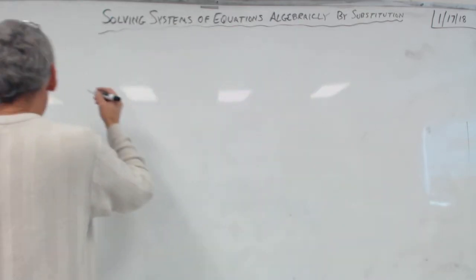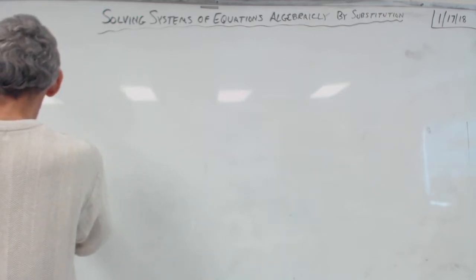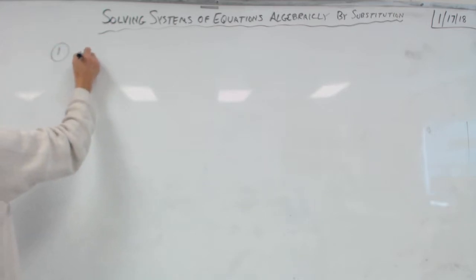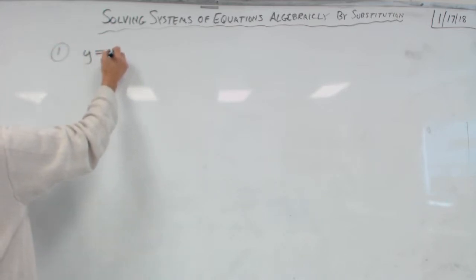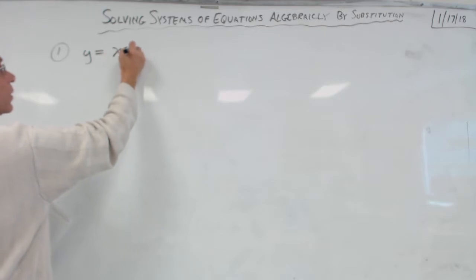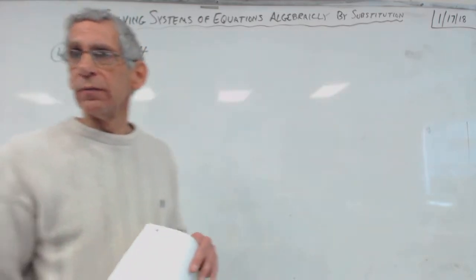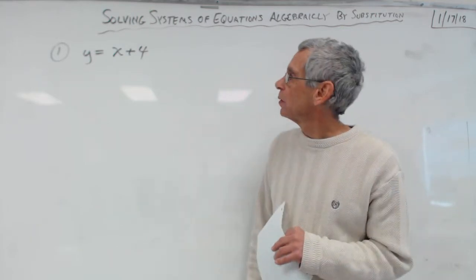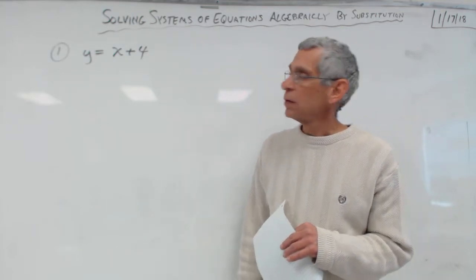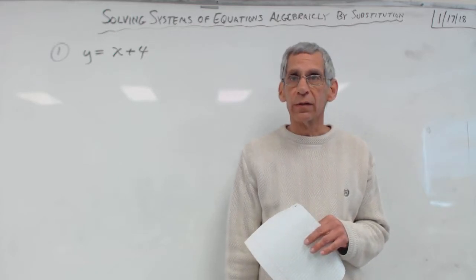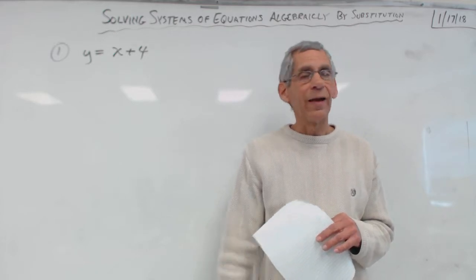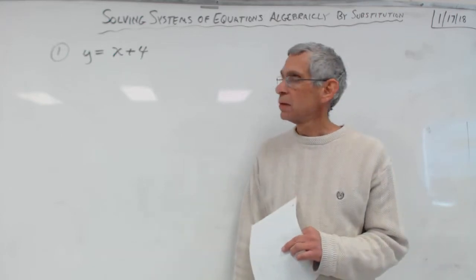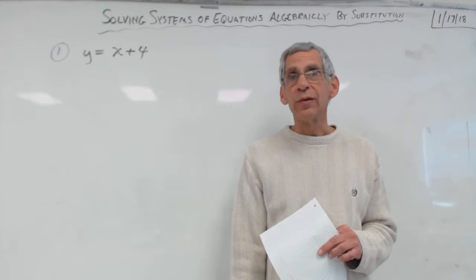Because if I said, let me see, what's the first one? If I said, here's number one, y is equal to x plus 4. All right, what does x equal? What does y equal? Y equals x plus 4. But I need a number. It can be anything. It could be anything, right?